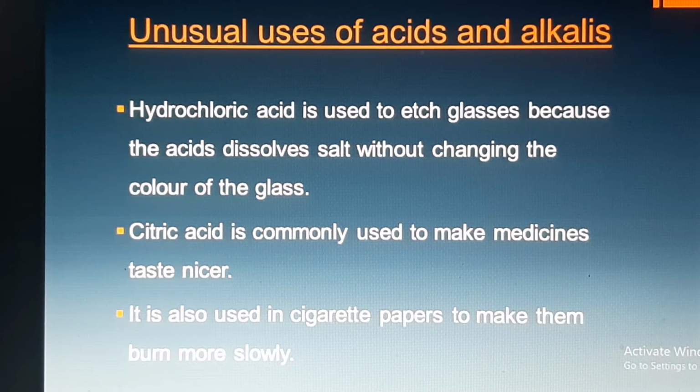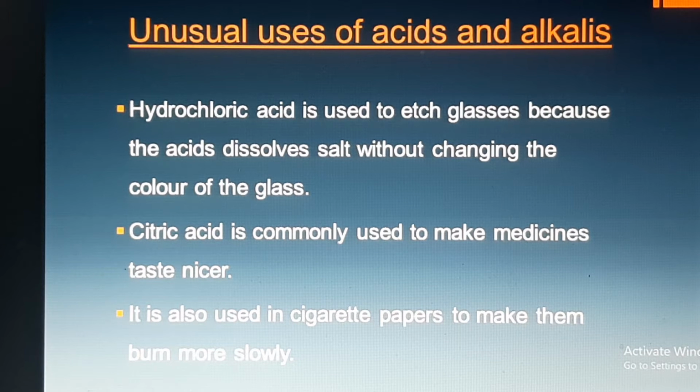First of all, we are discussing unusual uses of acids and alkalis. First one, hydrochloric acid. Hydrochloric acid is used to etch glasses because the acid dissolves salt without changing the color of the glass. Etching glass means making paintings or decorations on the glass. When you use hydrochloric acid for that purpose, the color of the glass does not change.